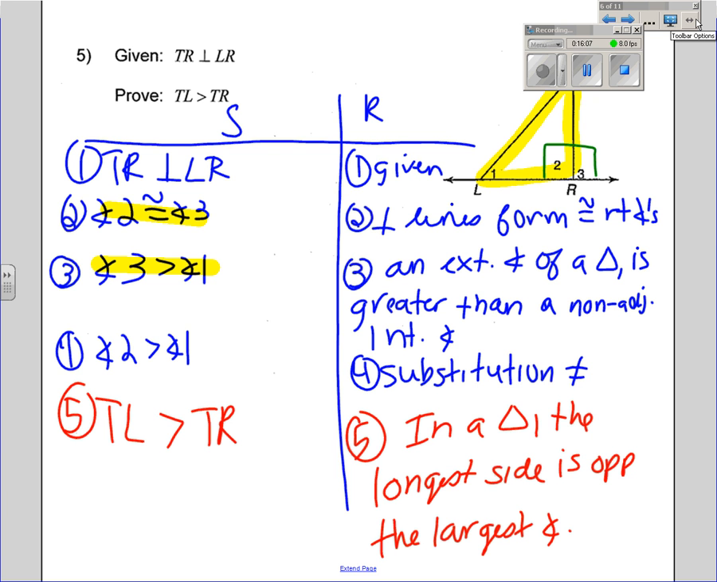Okay, so we've got perpendicular lines give you congruent right angles. And then from that, we've got the exterior angle, which is 3, is more than 1 because an exterior is greater than any non-adjacent interior. Then 2 is more than 1 by substitution of the inequalities. And then in a triangle, the bigger side's opposite the biggest angle. All right, so you got, I think, 2 more proofs to try on your own for homework.